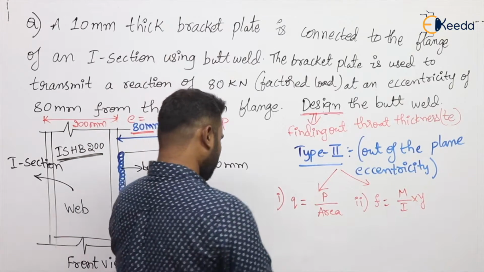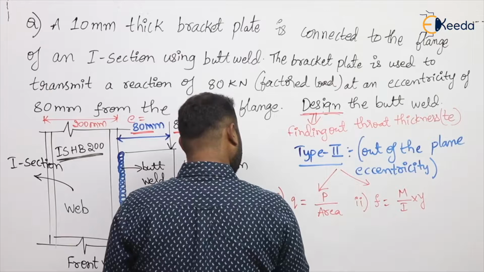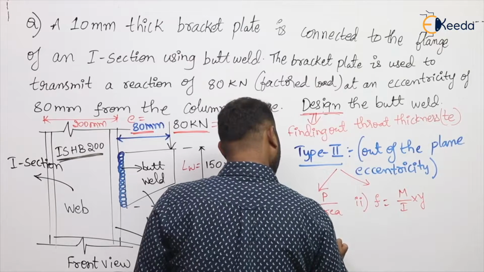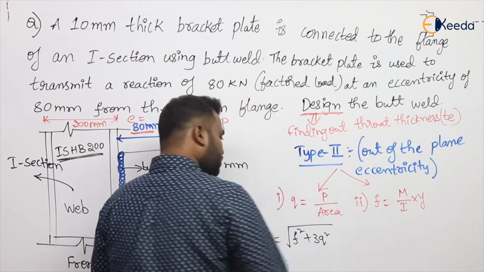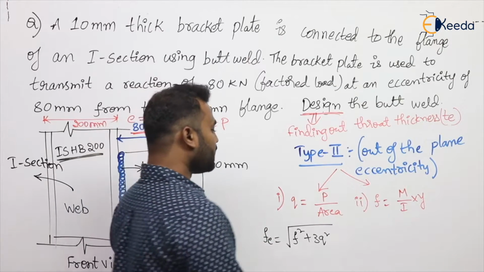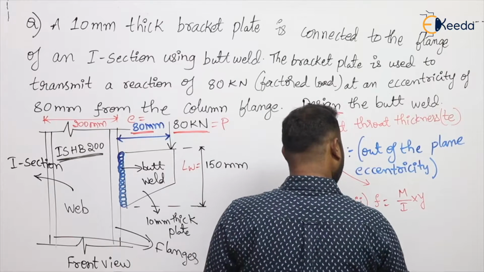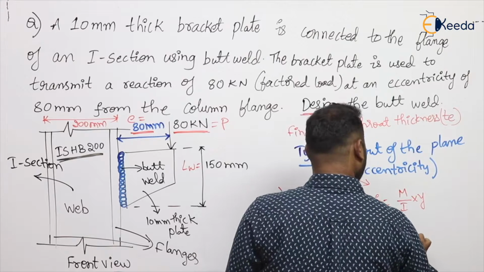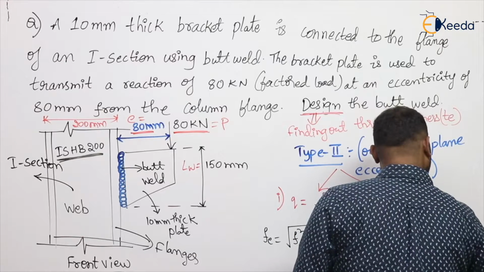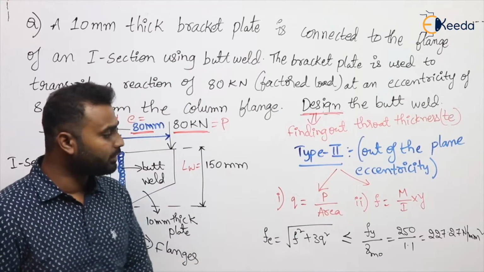That expression is what is mentioned in the code book. The equivalent stress Fe is equal to the square root of F square plus 3Q square. This is the expression for the combination of the two stresses mentioned in IS 800-2007, and this equivalent stress should be less than or equal to the design normal stress, that is Fy upon gamma m naught, which is 250 by 1.1. That comes out to be 227.27 Newton per mm square.